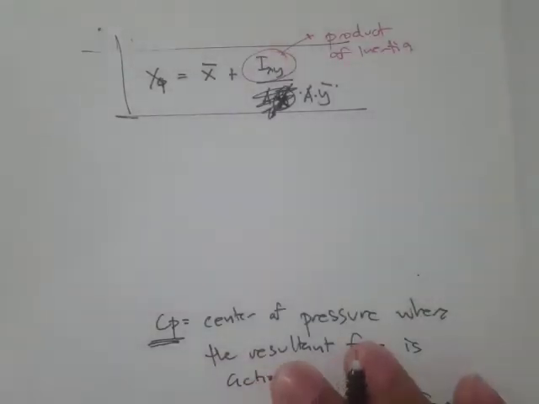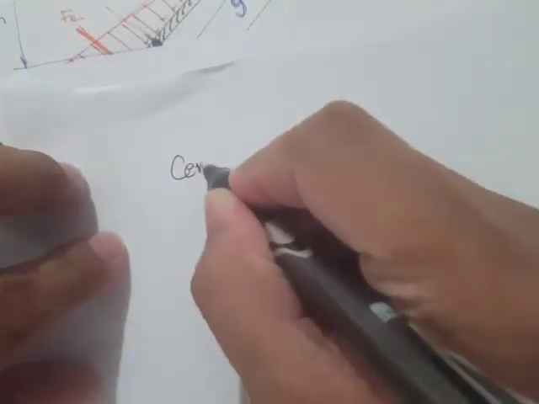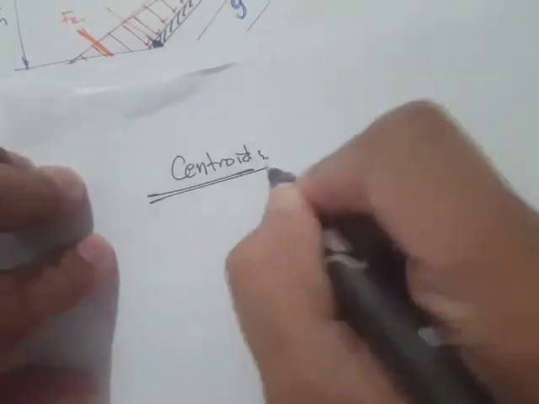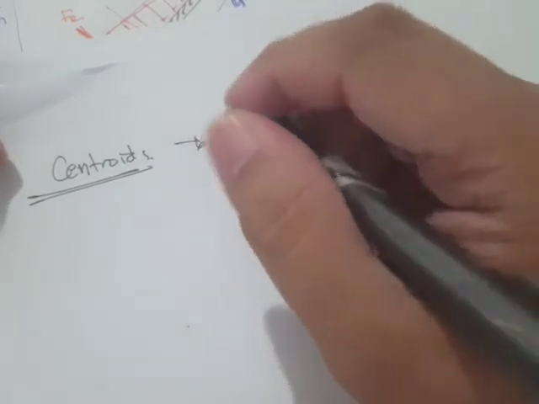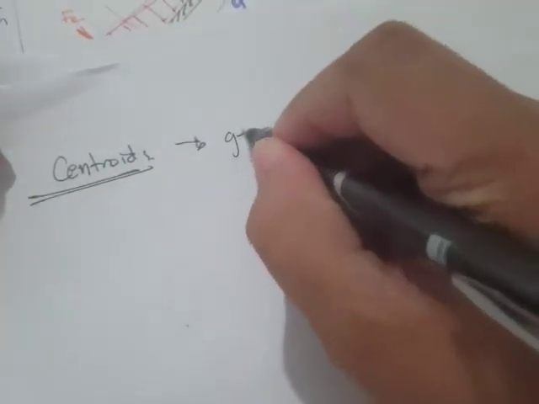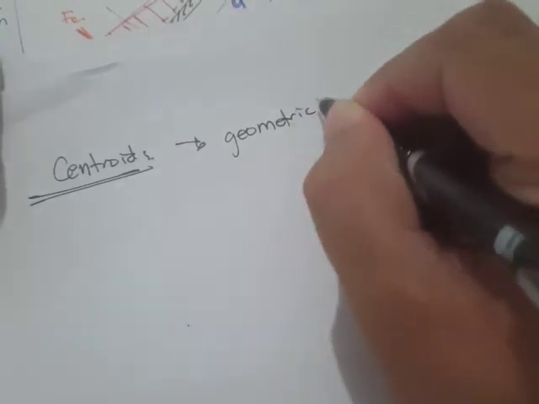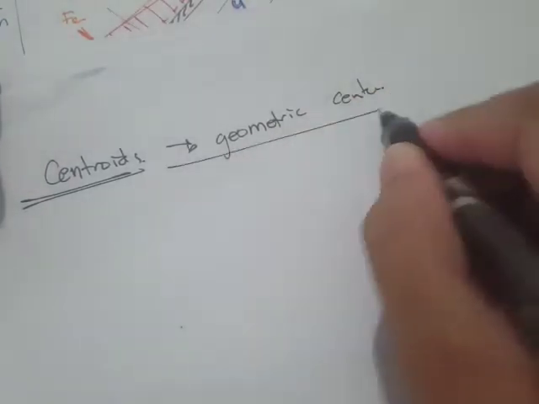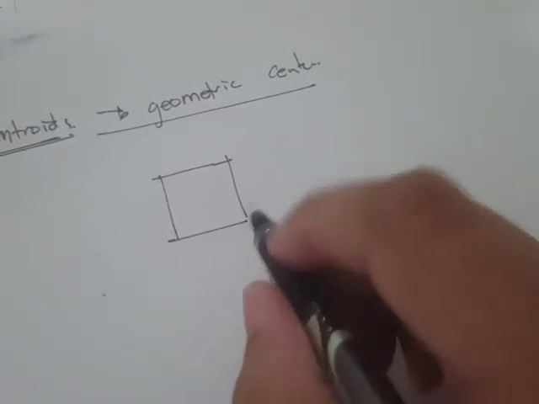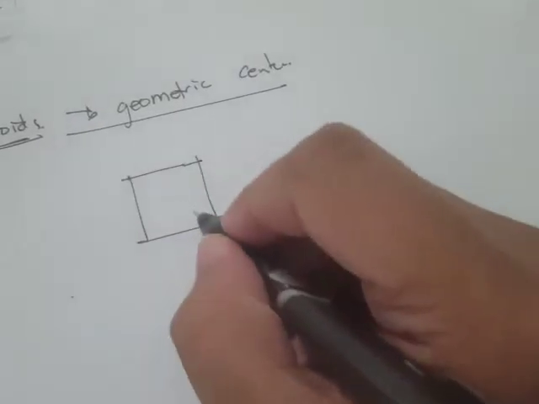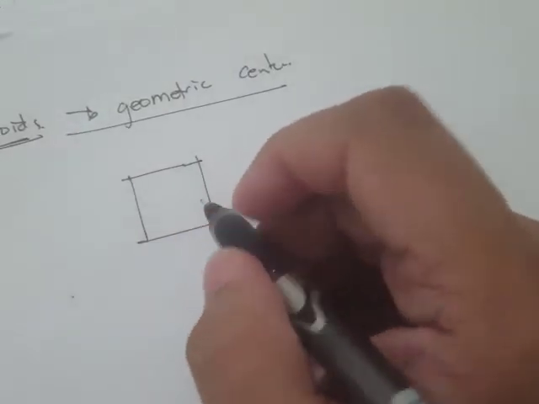Okay, so now let's review some concepts on the centroids, the area, and then the moment of inertia. Let's start with the centroids. Centroid is basically something like the geometric center. For example, if we have a square or rectangle, then what is the geometric center?